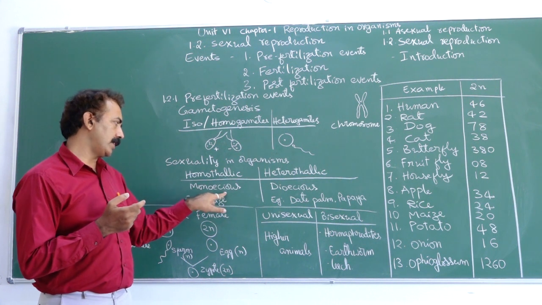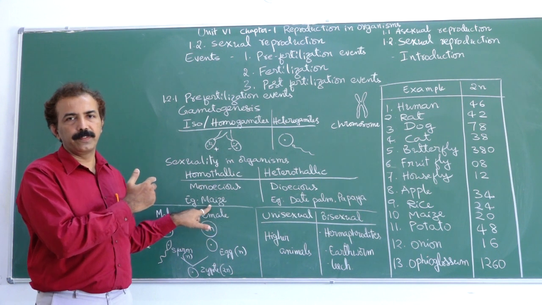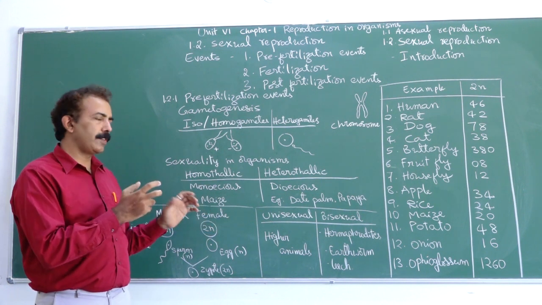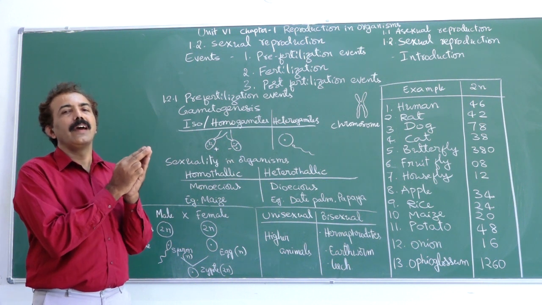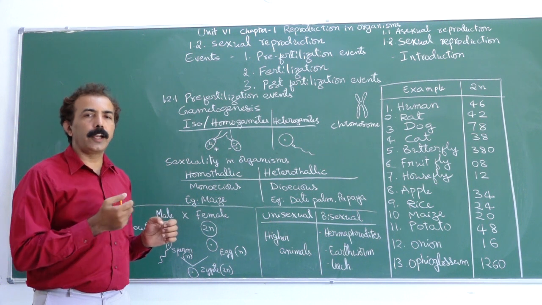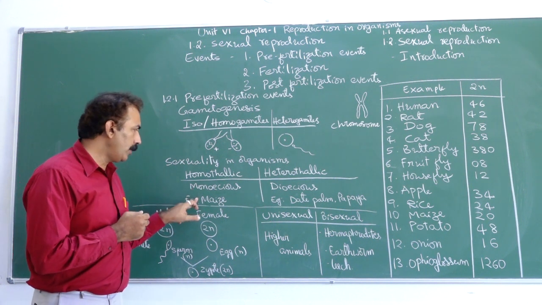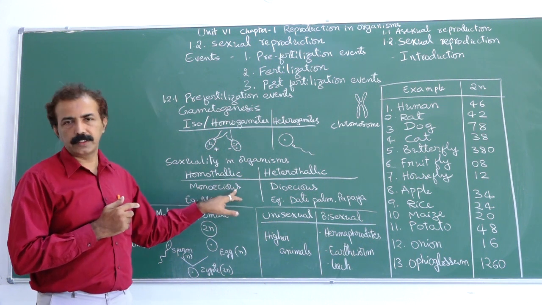M for monoecious, M for maize. You link that way. This is the example. Maize plant, we have seen, the maize ear heads produced in the axil of a leaf and a cluster of male flowers produced at the tip of the plant body. The single plant produces both male and female flowers. The condition is monoecious.